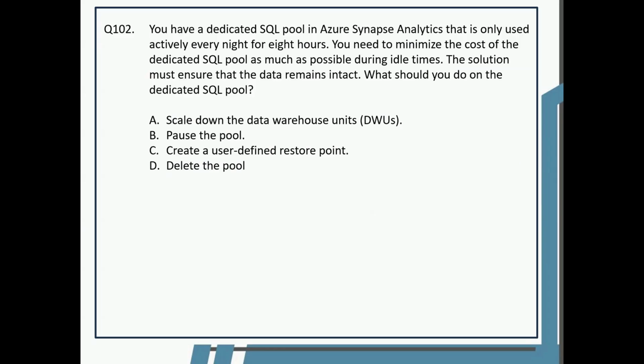When you pause a dedicated SQL pool in Azure Synapse Analytics, the compute resources are deallocated and you stop being billed for compute costs during that idle time. Let's understand why other options are incorrect. Now, scaling down DWUs reduces cost, but you are still paying for compute 24 by 7. It doesn't minimize cost as effectively as pausing.